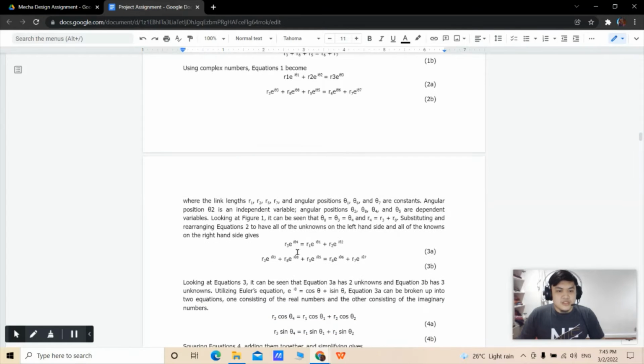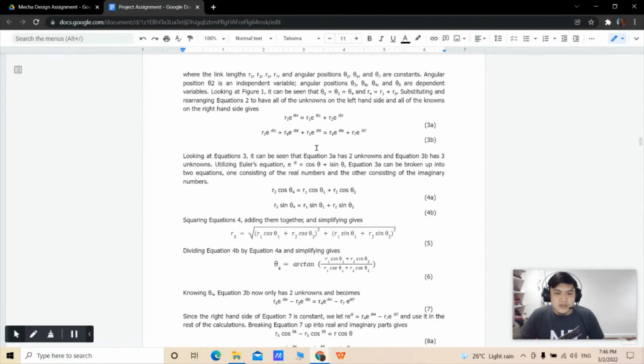Angular position theta 2 is an independent variable, whereas the angular positions theta 3, theta 8, theta 4, and theta 5 are dependent variables. Looking back at figure 1, it can be seen that theta 8 is equal to theta 3, which is also equal to theta 4, and R4 is equal to R3 plus R8. Substituting and rearranging equation 2, to have all of the unknowns on the left hand side and all the knowns on the right hand side, will give equations 3a and 3b here.